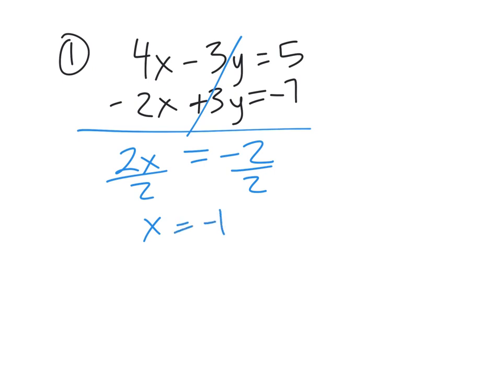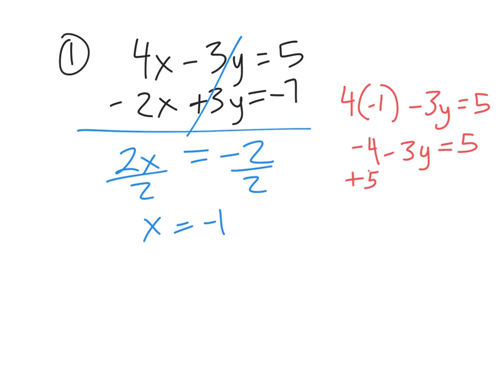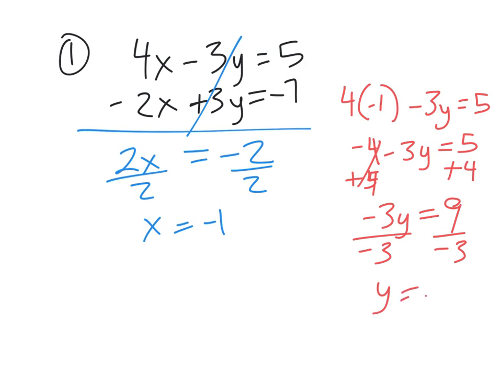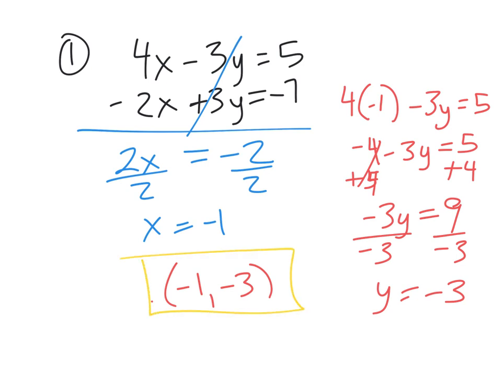Yeah. So now I plug that into one of these. Doesn't matter which one. I'm just going to pick the top one. So I have 4 times negative 1 minus 3y equals 5. What's 4 times negative 1? Negative 4. So then to move the 4, I'm going to add, plus 4, plus 4. So I get negative 3y equals, what's 5 plus 4? 9. Then I divide by my negative 3. It'd be negative 3, right? Because it's a negative 3 on the bottom. So then my answer is going to be negative 1 comma negative 3. Make sure you finalize and put it in this form. That's the proper way to write it.